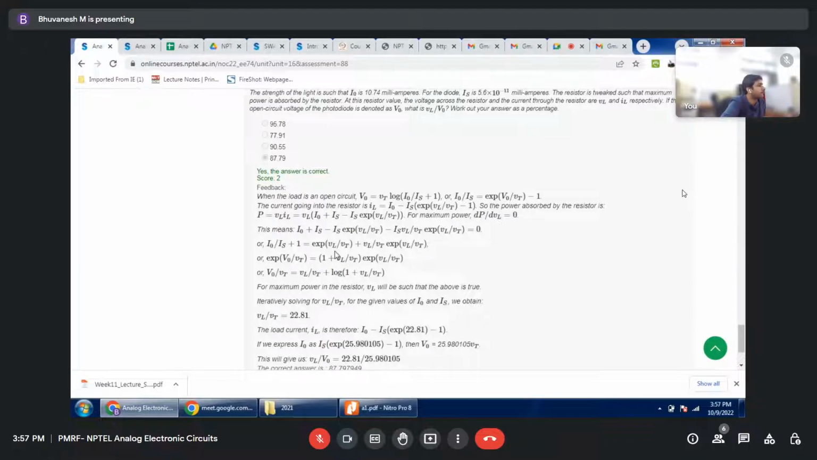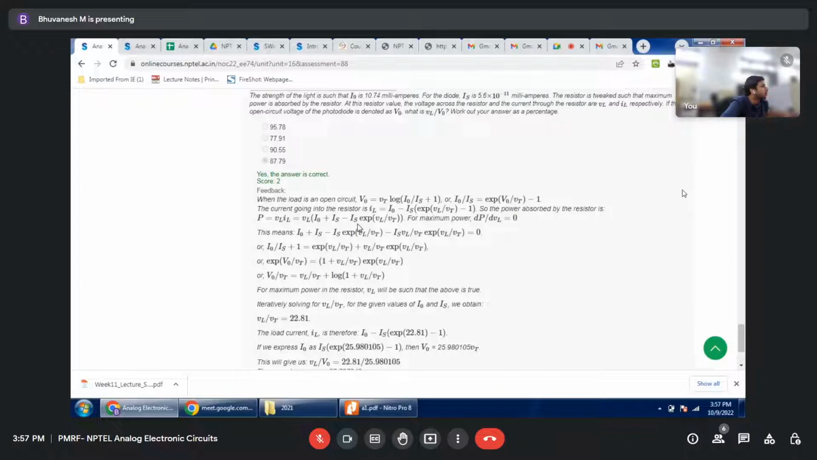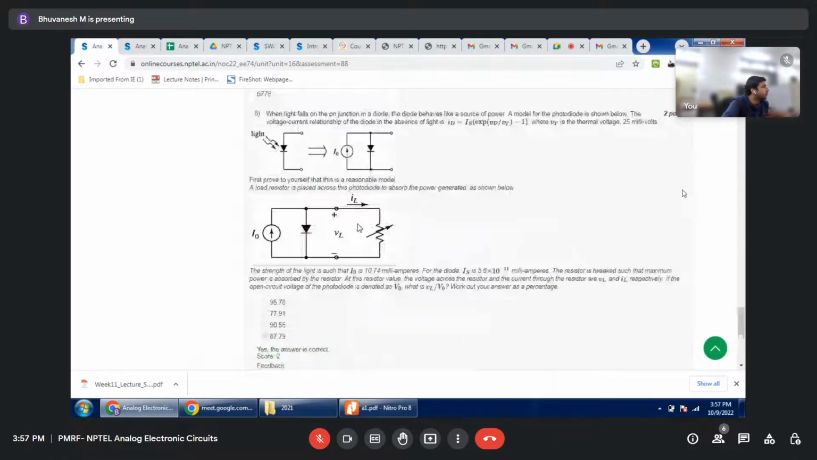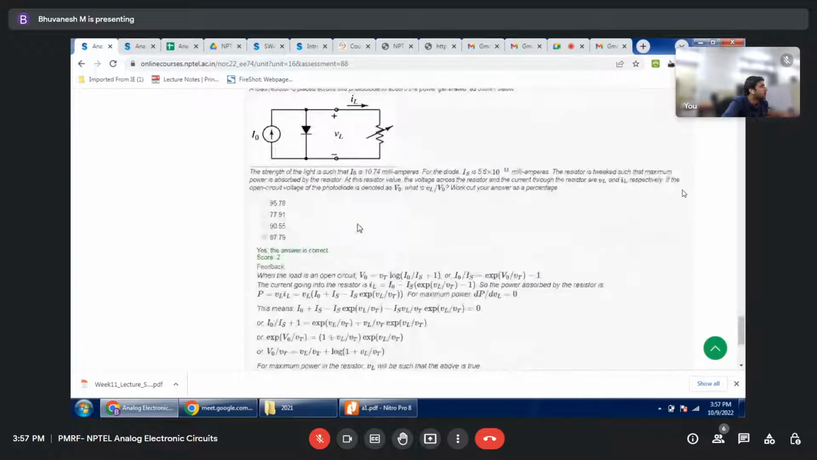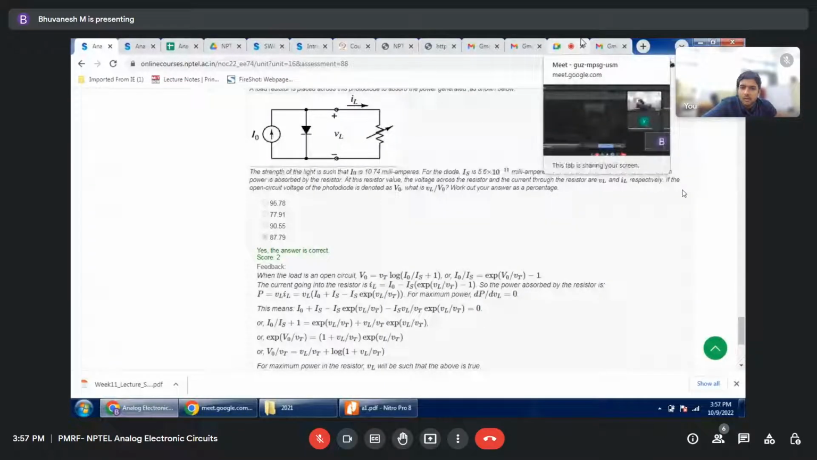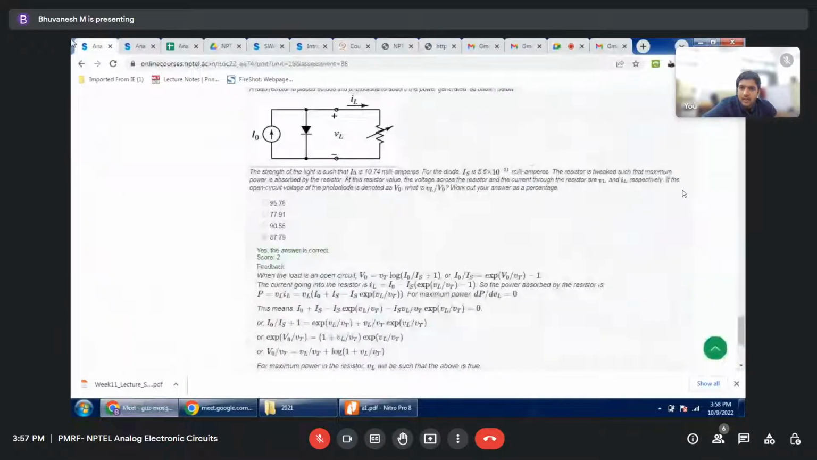Let me see. IL is I naught minus IS exponential minus 1. So I naught is the current from the current source, right? And I is the current going through the load. Yes, sir. So minus the diode current is IL. If you see the diagram above, what is the problem in IL?